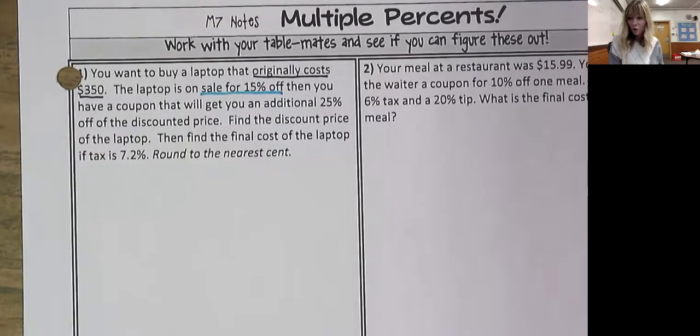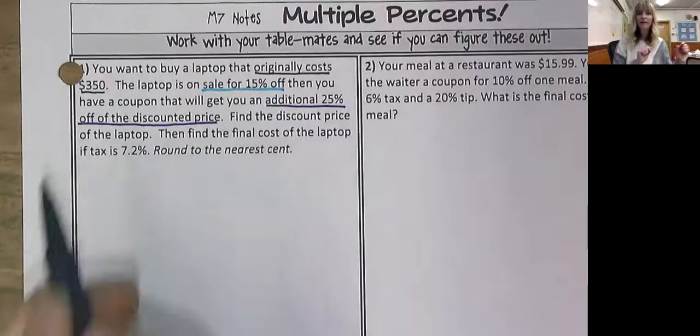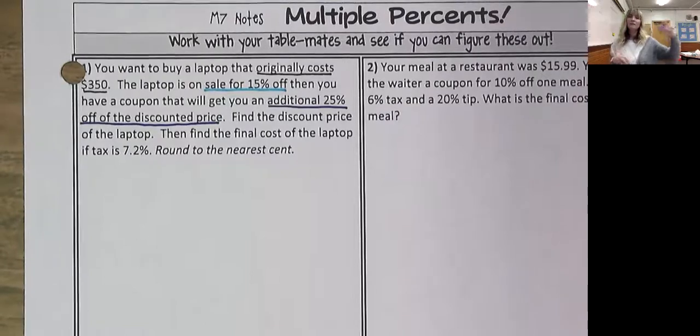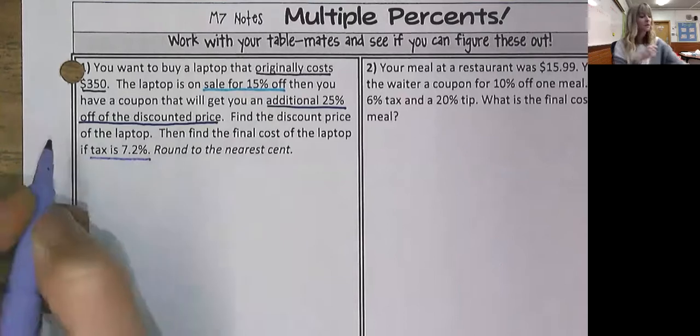Then you have a coupon that will get you an additional 25% off of the discounted price. So you're going to get 15% off from the sale, and then you're going to take it up to the register and give them your coupon, and then you're also going to get 25% more off of that price. Okay, find the discount price of the laptop. Then, oh, we're not even done yet. Then find the final cost of the laptop if tax is 7.2%.